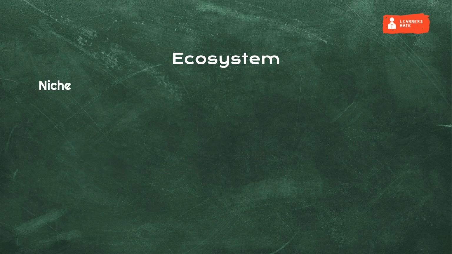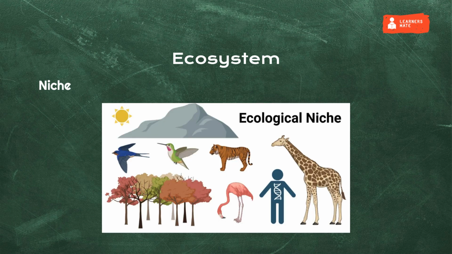Niche. A niche refers to the specific role or position that a species occupies within its ecosystem. It is the sum of all interactions and relations a species has with its biotic and abiotic surroundings. Essentially, a niche defines how a particular species fits into its environment, what it does, and how it interacts with other organisms and its physical surroundings.